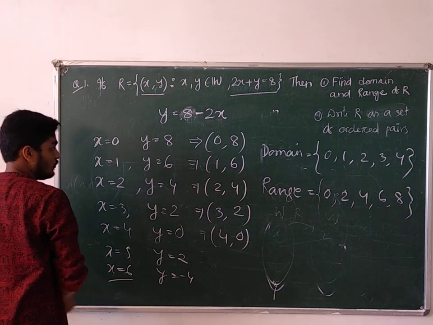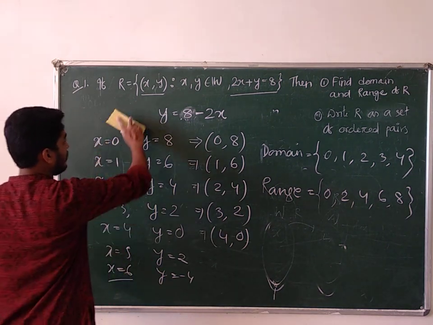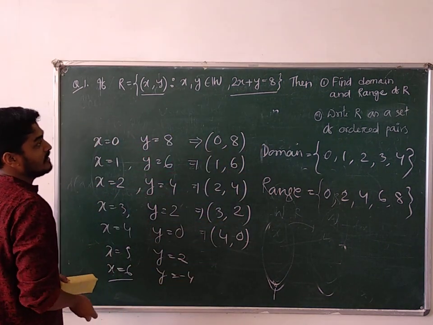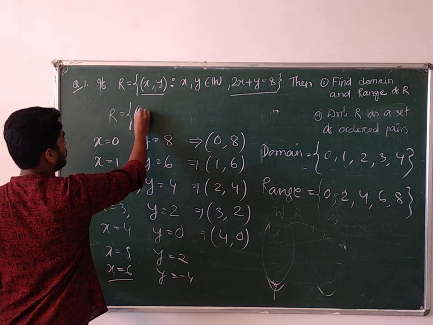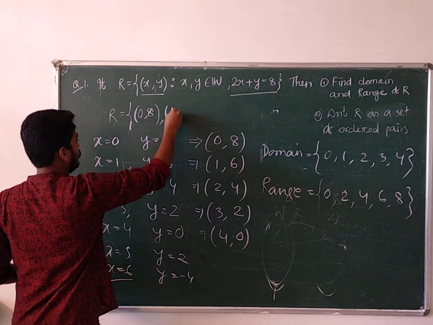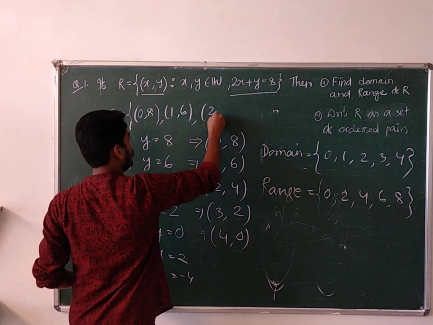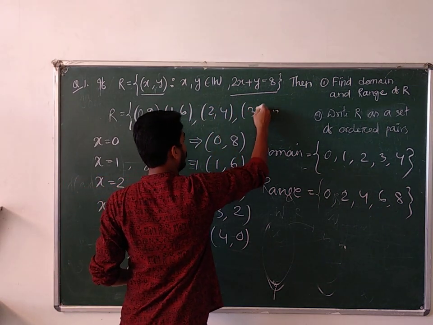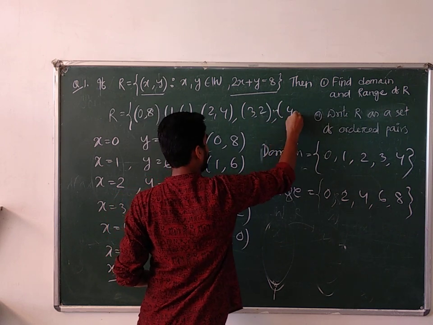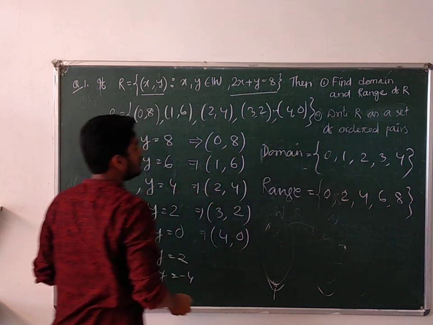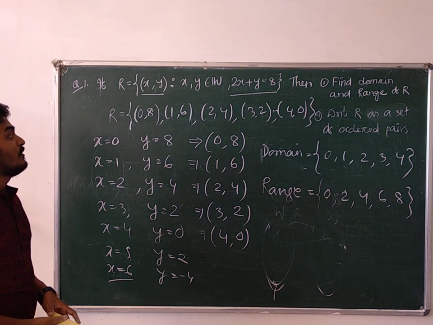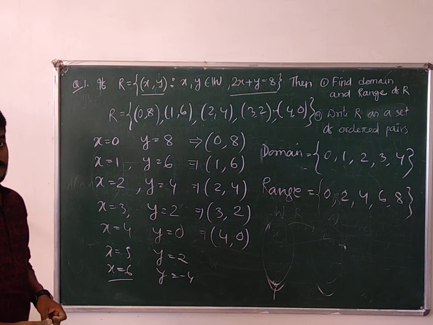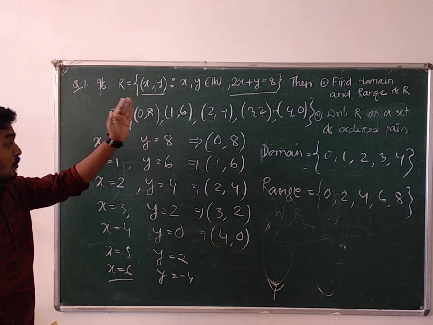Okay, so we have got the domain as well as the range, and now we are going to represent R as a set of ordered pairs. Therefore R is equal to the set of ordered pairs: the first ordered pair is (0, 8), (1, 6), (2, 4), (3, 2), and the next one is (4, 0). Is it clear? So this is the relation R which contains exactly how many ordered pairs? 5 ordered pairs.